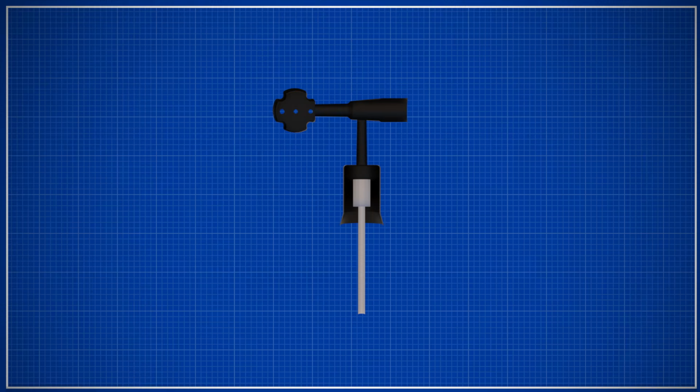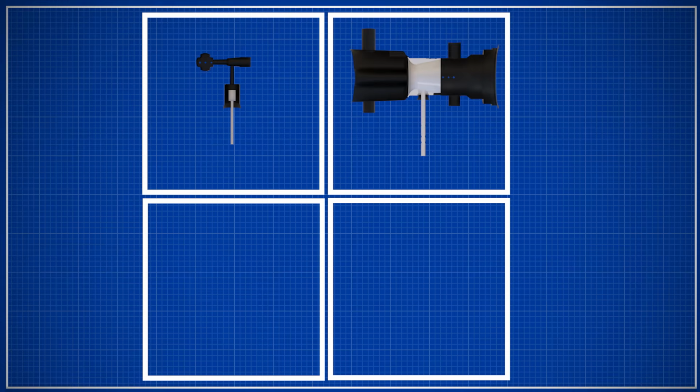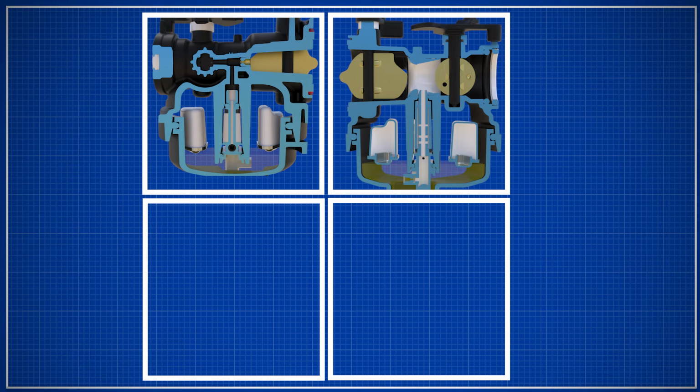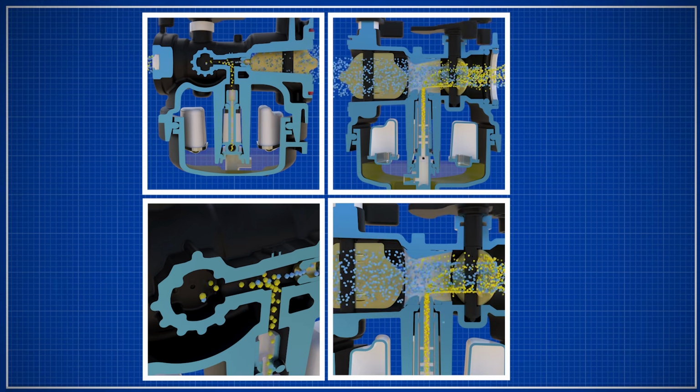Circuits. In order to get fuel where it's necessary, there are circuits. These circuits are built into the carburetor body. They are frequently cast into the body in rough shape and then machined. Depending on the carburetor design, there will be two different circuits found: idle and high speed.